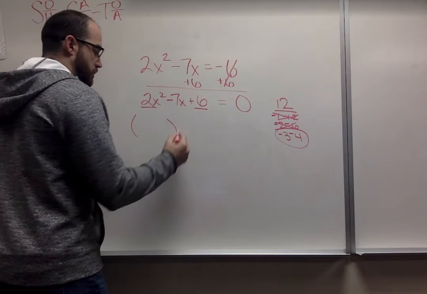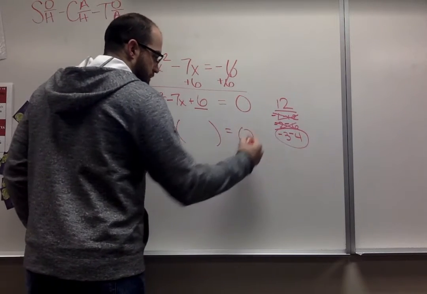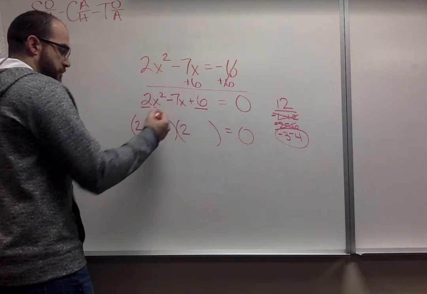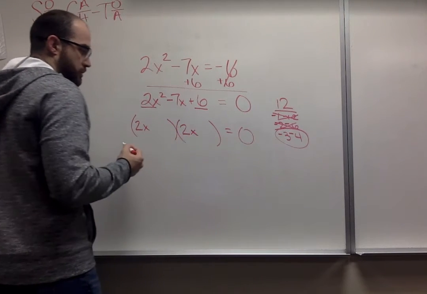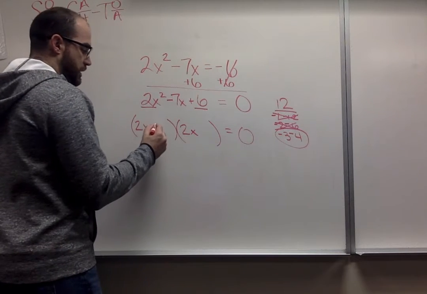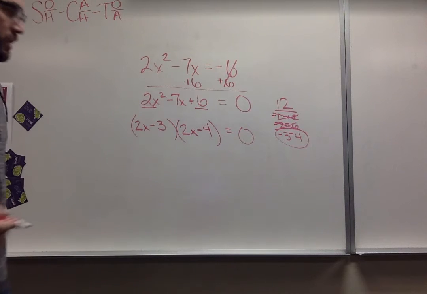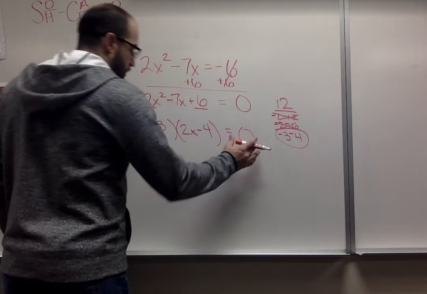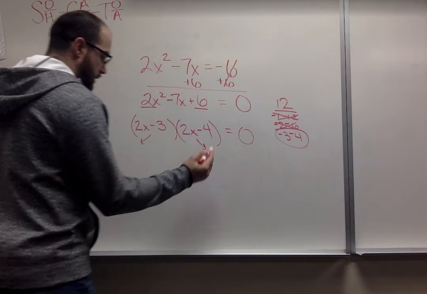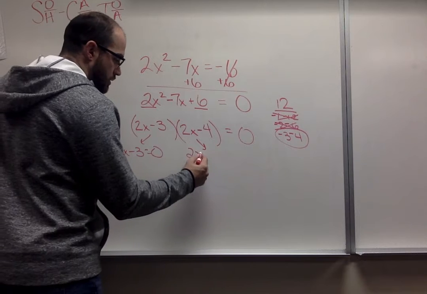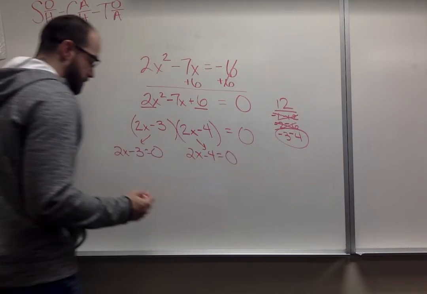So then I go to my two parentheses. My first term, whatever number it had, is coming down with its variable. I have my two factors, negative 3 and negative 4, put into my parentheses. Okay. Again, at this point, I'm going to separate these into two problems, putting them equal to 0. So I have 2x minus 3 equals 0, and 2x minus 4 equals 0.